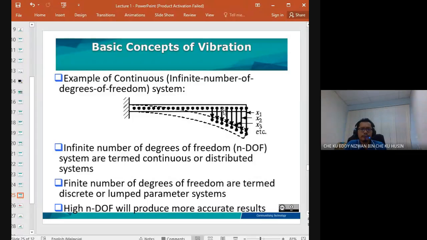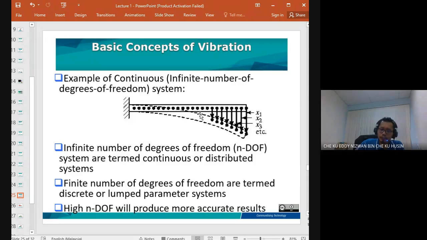And then the continuous system defines an infinite number of degrees of freedom, normally used for FEA simulation. It depends on the nodes, so you can define the nodes. Each node has its own motion. For example, this one is a beam, so the beam has its own deflection. You measure the deflection at point 1, point 2, point 3, and this gives you the motion for each node.